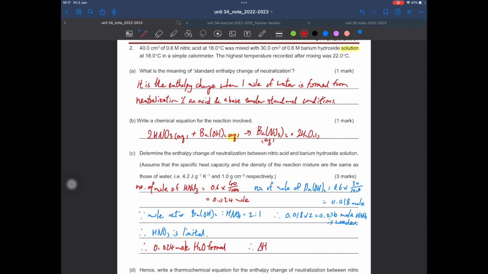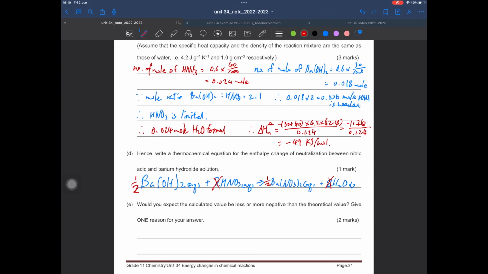Next, we need to find out how many mole of water is formed during the reaction. The amount of water formed equals to the amount of nitric acid, 0.024 mole. And the enthalpy change in this reaction is mcΔT. The ΔT here is 22 minus 18. So don't forget to add the minus sign. After considering the number of mole, then the answer will be minus 49 kJ per mole. Part D we have finished already.